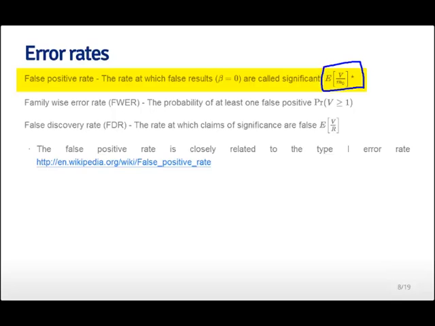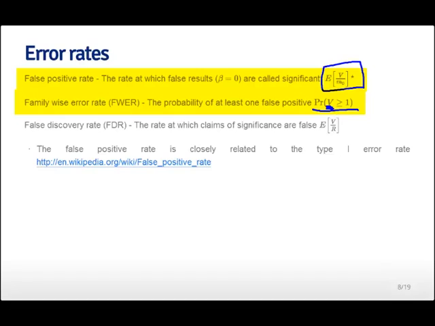Then there's another error measure, which is called the family-wise error rate. That is just the probability of at least one false positive. This V variable counts all the times where there's no relationship between the variables, but we claim that there is one. So the family-wise error rate is controlling the probability that the number of times that we make that false claim is greater than or equal to 1.